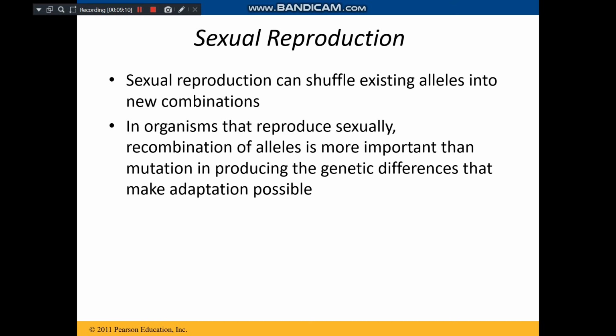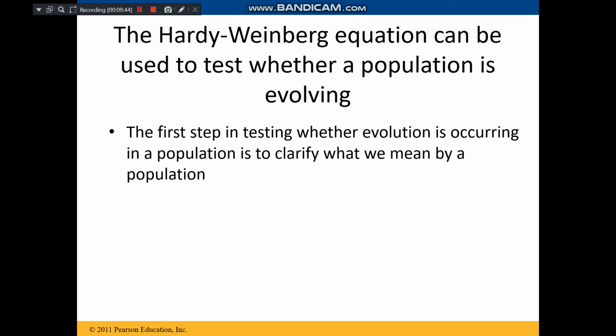But whereas in organisms which reproduce sexually, there's a recombination during the crossing over process. That becomes more important to us than mutation, and the genetic differences it produces make more adaptation possible in the population. So sexual reproduction has more role compared to the mutation.